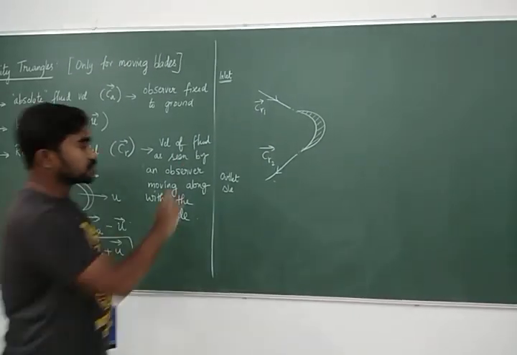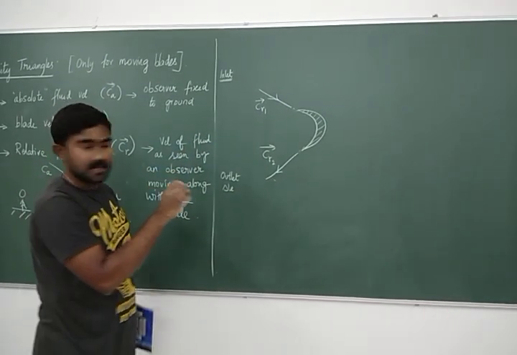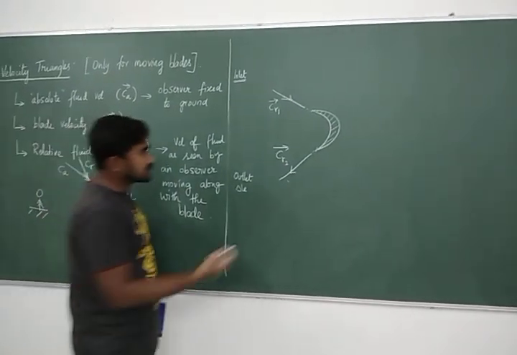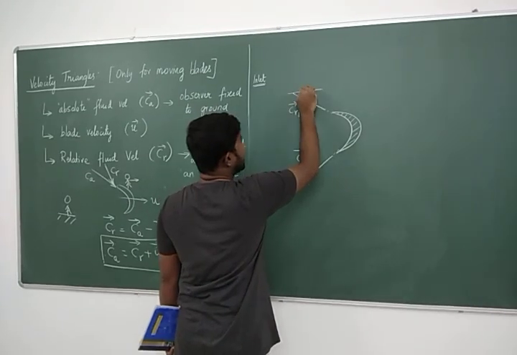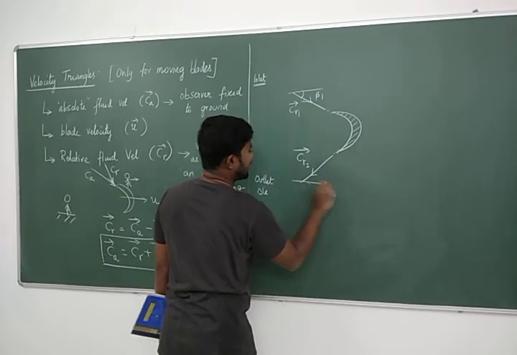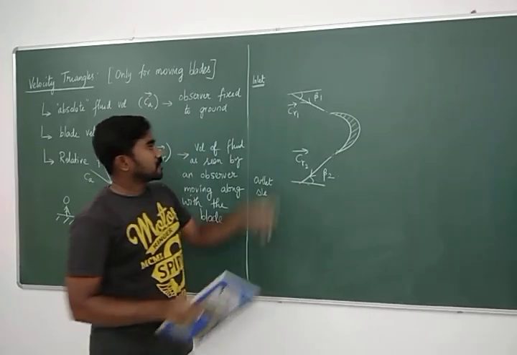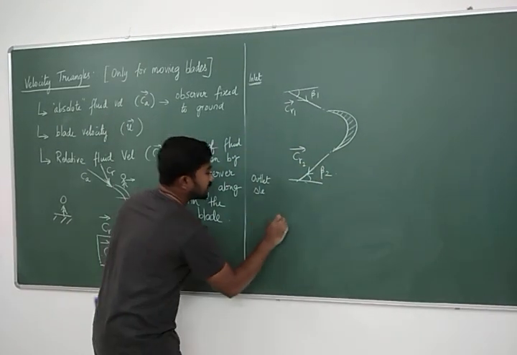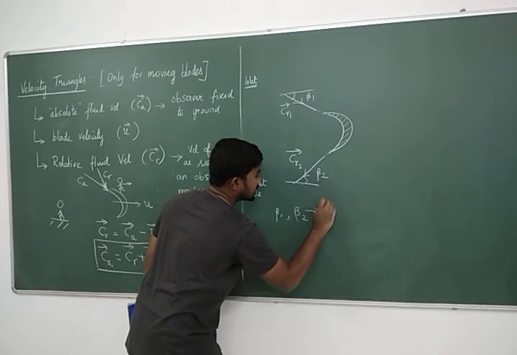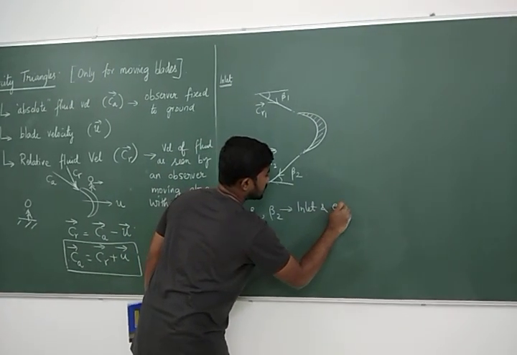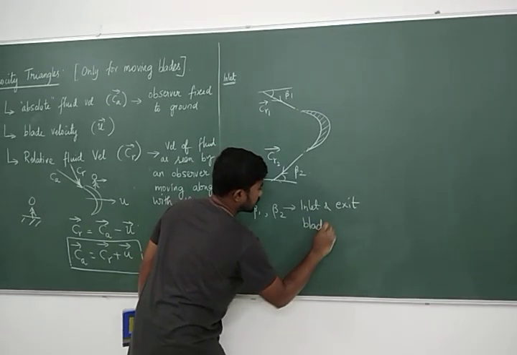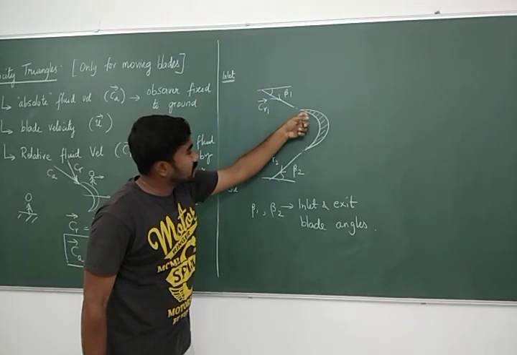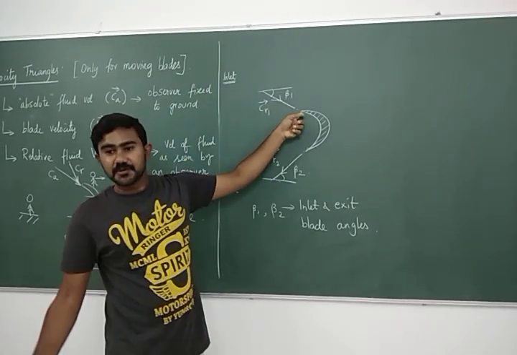This is some rule that you have to remember whenever you draw a velocity triangle. Along the blade direction, the relative velocity vectors have to be aligned. That is why we call these angles, the angle made by the relative velocity vectors, as the blade angles. You remember? We call the angle made by CR1 and CR2 as beta 1 and beta 2. That's why beta 1 and beta 2 are generally called as inlet and exit blade angles. Why do we call it as blade angle? Because this is the angle of the blade and the relative velocity should be aligned to the blade.